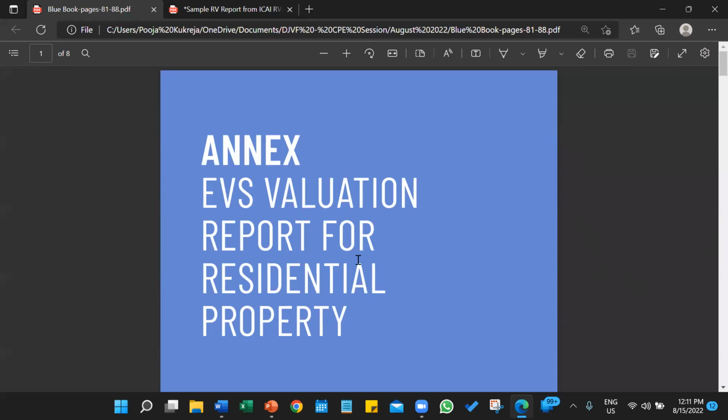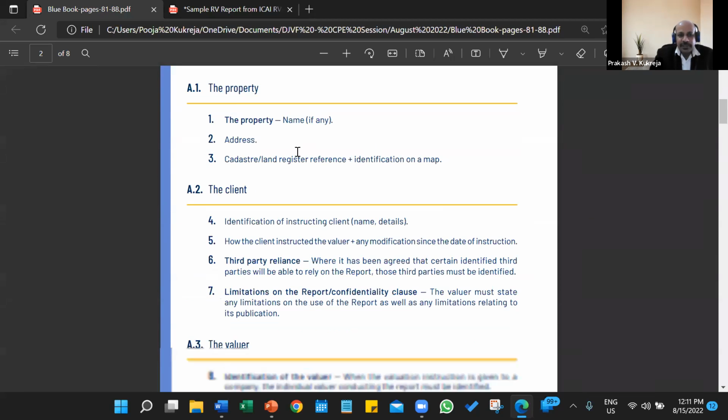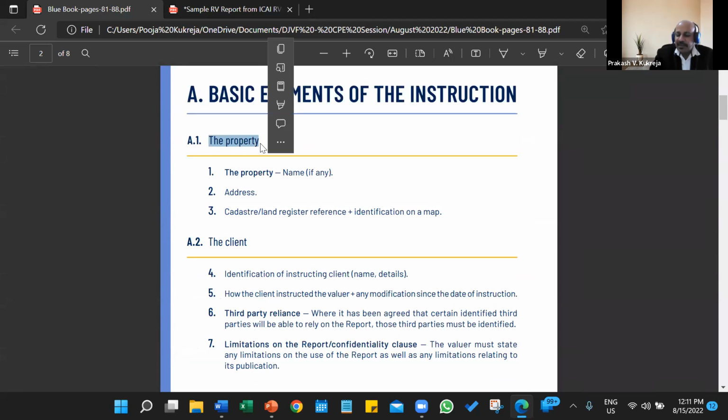So here, if you see, there is a report format or like a sample, how the report should look like. This is part one, basic elements of the instruction, right? The property. Now, this is more of a land and building format, but this can definitely be used by SFA and plant and machinery also. But the idea is that the way it is structured, it is so easy to read, so easy to follow. And it gives a very good impression about the valuation report also.